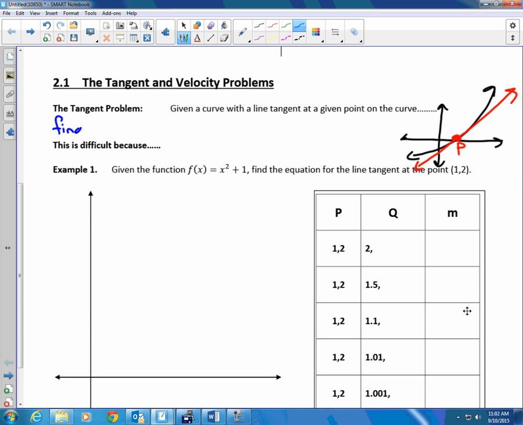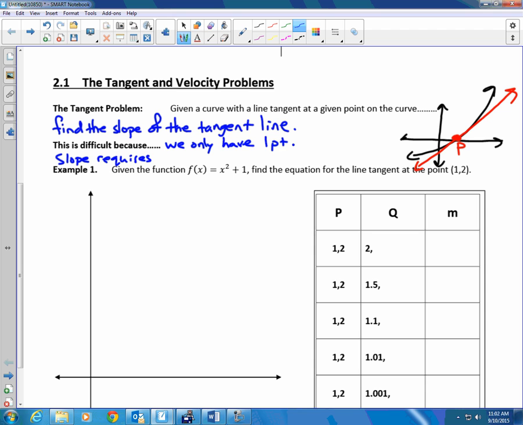Find the slope of the tangent line. Somebody tell me, why is that difficult? This is difficult because we only have one point. Slope requires how many points? 2 points. So you can see our challenge, right?